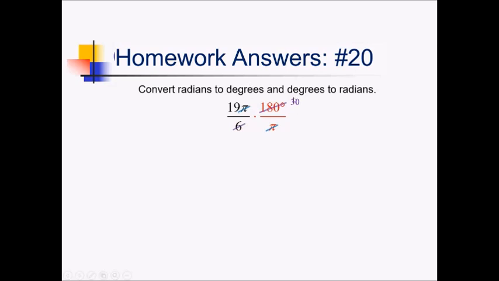So we have 19 times 30. Well, I don't know what that is off the top of my head, but I know that 20 times 30, just trying to use no calculator here, 20 times 30 is 600. So this is going to be 30 less than that. So that's going to be 570 degrees.